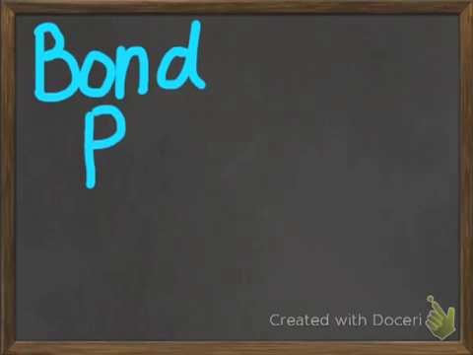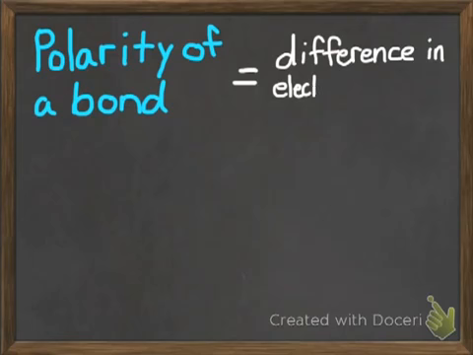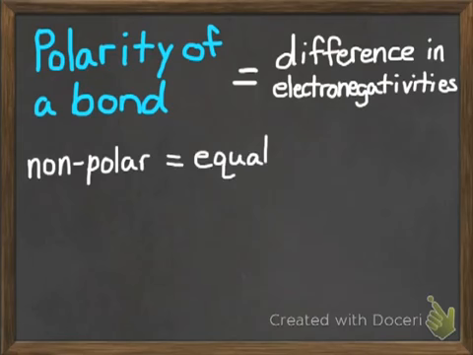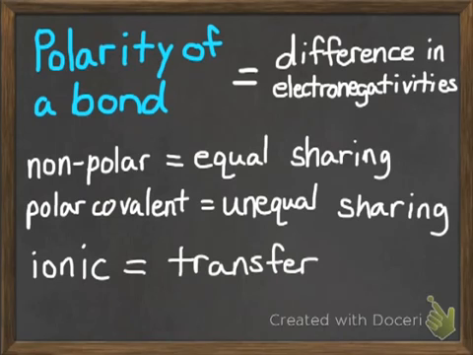So let's take a look at how we can determine bond polarity. The polarity of a bond is determined by finding the difference between the electronegativities of the atoms involved. If there's a very small difference between those atoms, then we would call that a nonpolar bond, and that's when those atoms are equally sharing electrons. If there's a medium difference between the electronegativities, then we'd call that a polar covalent bond, and that would be an unequal sharing of electrons. Then if we have a big difference in electronegativity, we would call that an ionic bond, and that would be a transfer of electrons. But what is a small difference, what's a medium difference, and what's a large difference? So let's take a look at that scale.